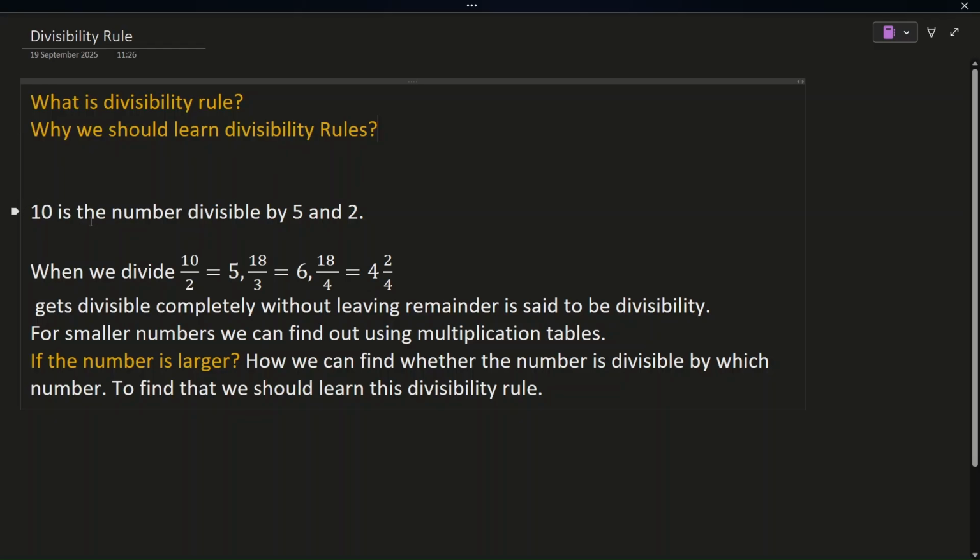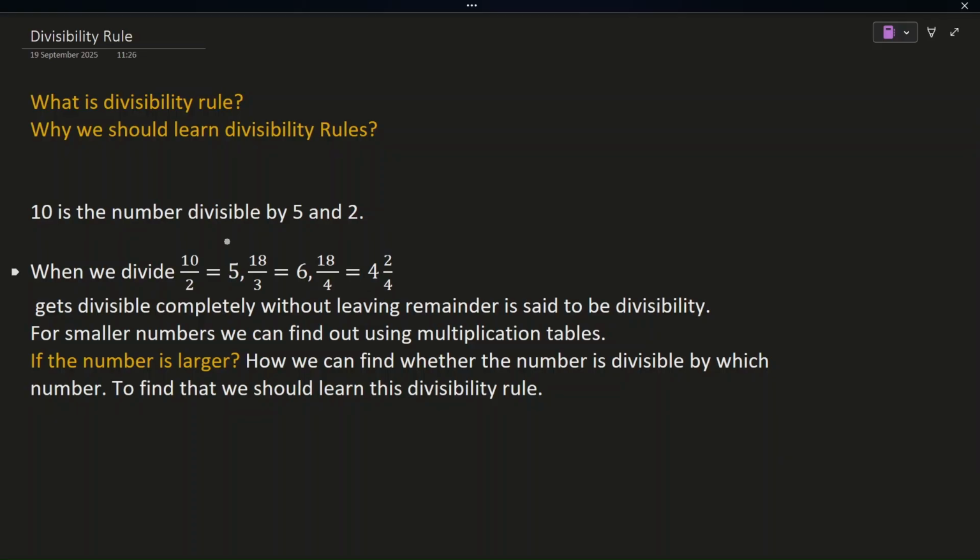For example, 10 is a number divisible by 5 and 2. How can we say that? When we divide 10 by 2, the quotient is 5. When we divide 18 by 3, the quotient is 6. There is no remainder.